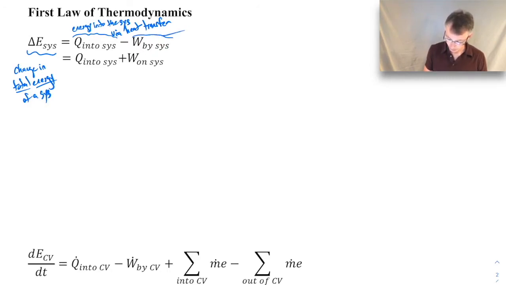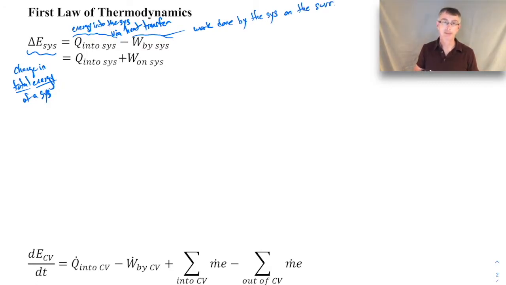Now the next term is the work done by the system on the surroundings. Again, we have two methods of transferring energy. One is via heat transfer. This one is via work. Perhaps the system is doing some work on the surroundings, and if it does that, then there's some energy leaving our system, and that would cause the total energy of the system to decrease. That's why we have a minus sign here: if the system is doing work on the surroundings, it's decreasing the total energy of the system.